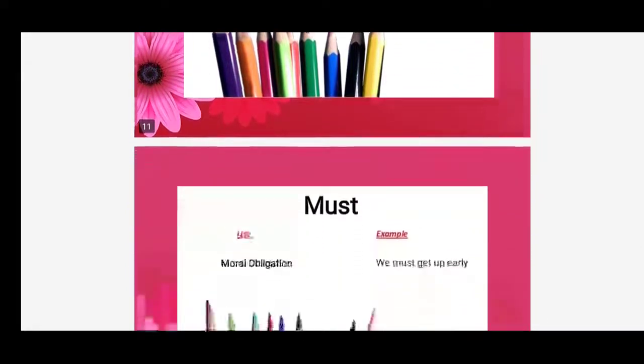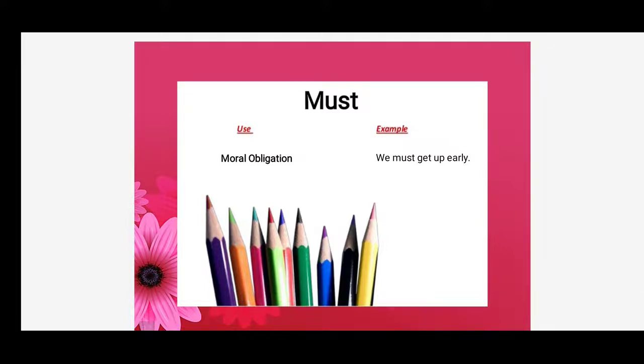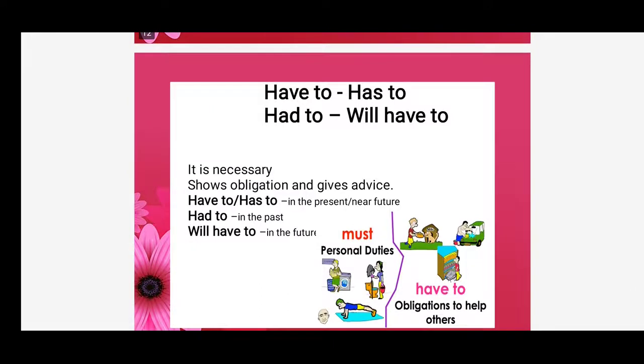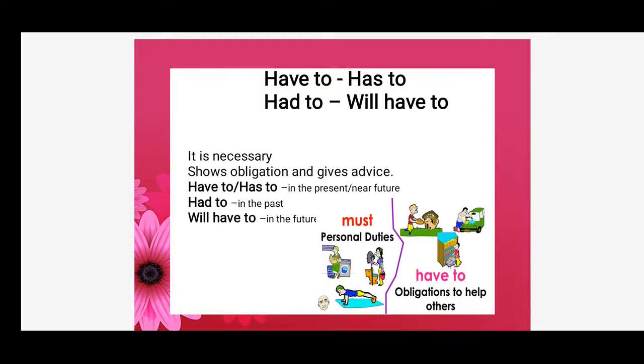Now next we'll talk about must. Must and ought to are quite similar, because must we use for moral obligation as well, like we must get up early. But here one thing is there, that is moral obligation as well as you're asked to do that. It's kind of a suggestion. Okay, now let's move forward and we'll talk about have to, has to, had to, and will have to. And here only we will see the difference between must and have to.